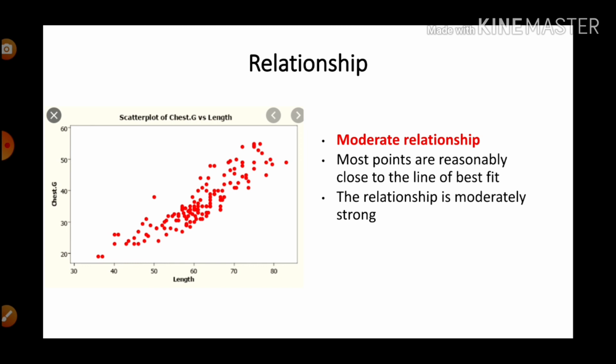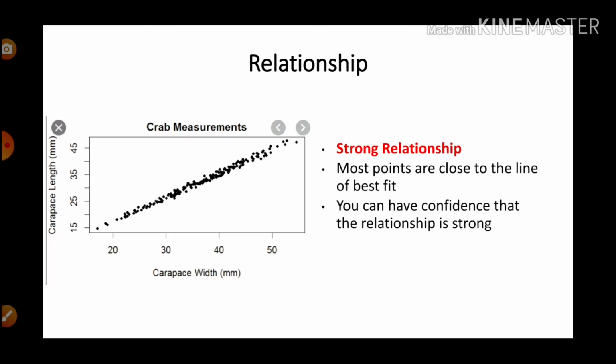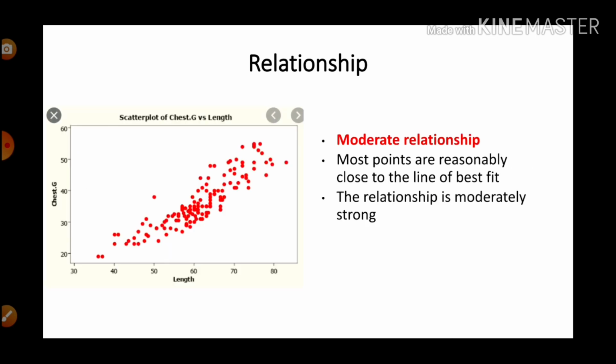Right, let's have a look at this one. Look at the dots. What's the difference to the strong relationship? Yeah, if I draw the line of best fit in the middle, it's linear, positive, going up. However, not all, not the majority, but most points are reasonably close to the line of best fit. In this case, we're going to say the length and the chest have a moderate relationship. Or if it's moderate to strong, you can say the relationship is moderately strong.